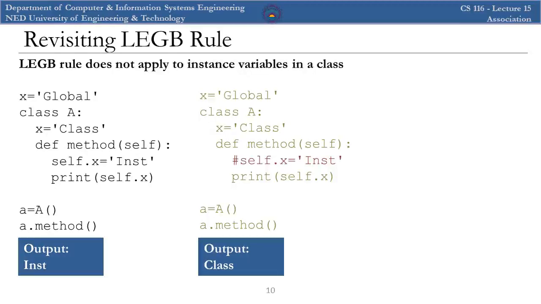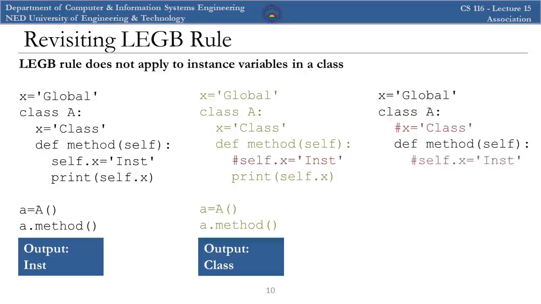So here it is. And in the third variant, I am commenting out this second statement also. So two statements I have commented out, which are highlighted here in red. Now if I try to access x, according to the LEGB rule, it should access the global variable, but that doesn't happen here. So this is what I meant by saying that the LEGB rule does not apply to instance variables in a class. So if I now run this code, what will happen? It will produce an error that there is no variable x defined in class A.